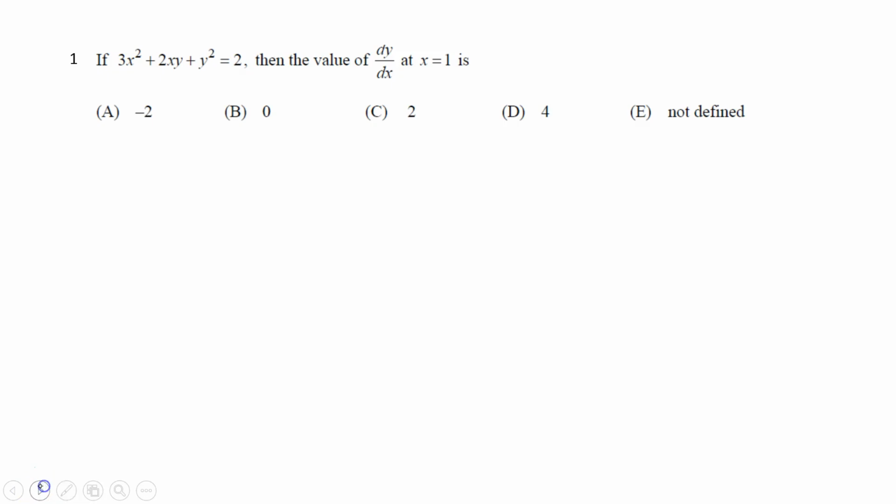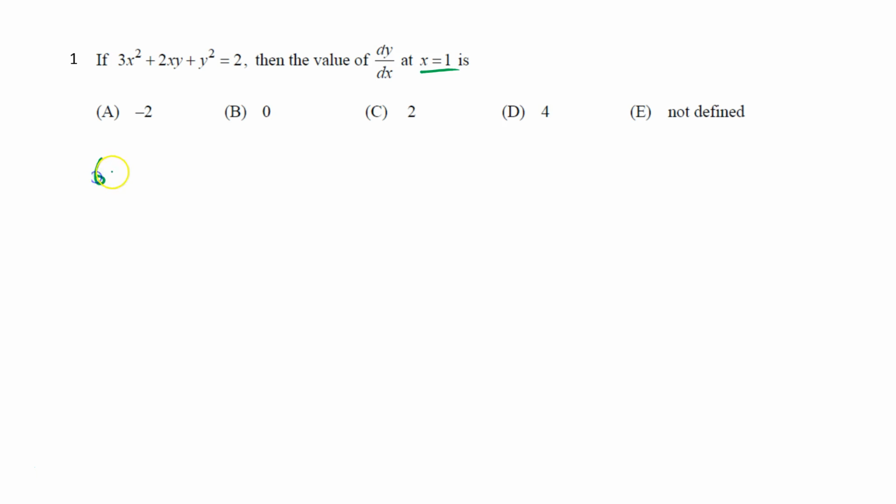Let's take a look. So first one, we got 3x squared plus 2xy plus y squared equals 2. They want dy/dx at x equals 1. So we're going to have to plug 1 in. We're going to need a point to plug in there. So let's find our dy/dx first. We're going to have to use implicit differentiation on this.